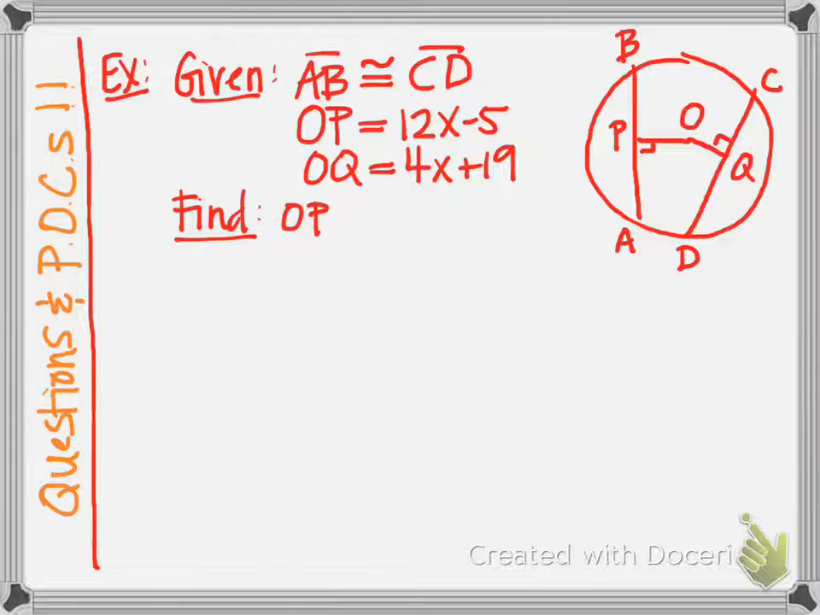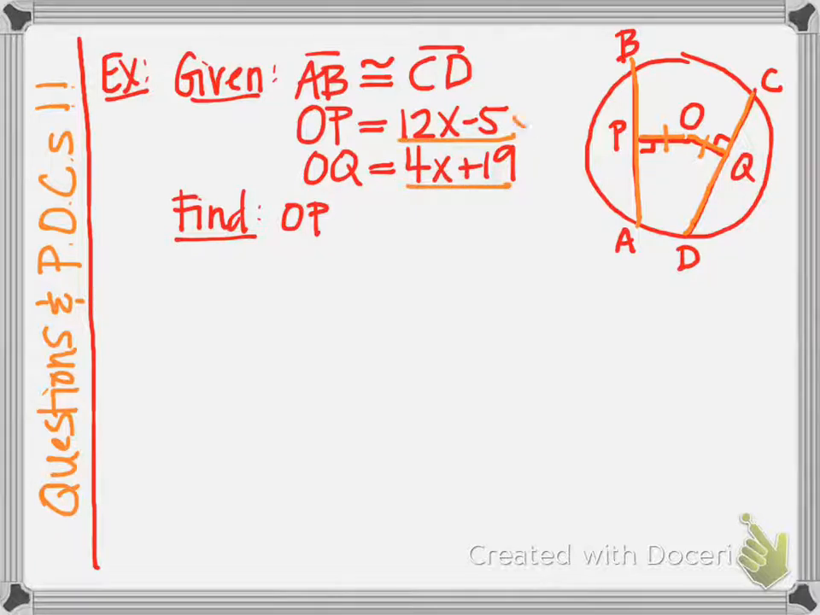Okay, so here's an example. Let's try to apply these theorems to this picture. It tells us that AB is congruent to CD. AB and CD are these chords. Because the chords are congruent, we know that these distances from the chords to the center are also congruent. We're also given expressions for those, OP and OQ.